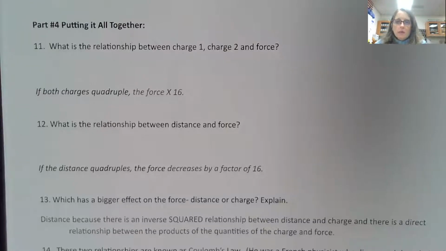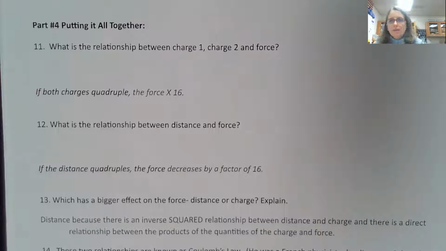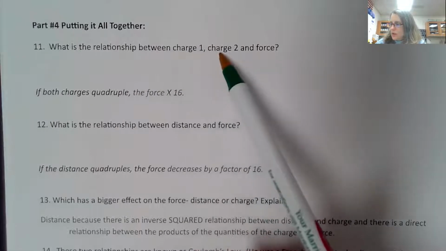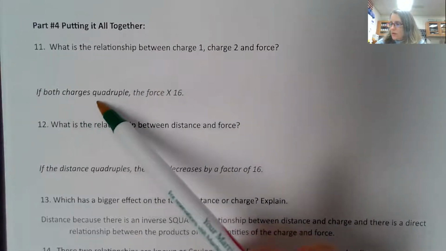So in this video, what I'm going to do is go over what I call part 4 of the forces and charge worksheet, putting it all together. So this is to do some extra practice problems and kind of get it at a different place. So what is the relationship between charge 1, charge 2, and force if both the charges quadruple?